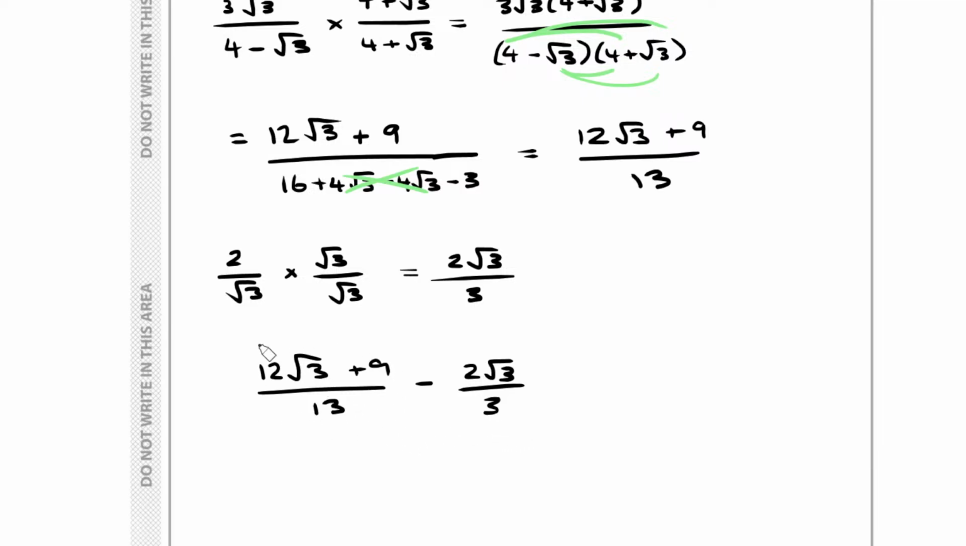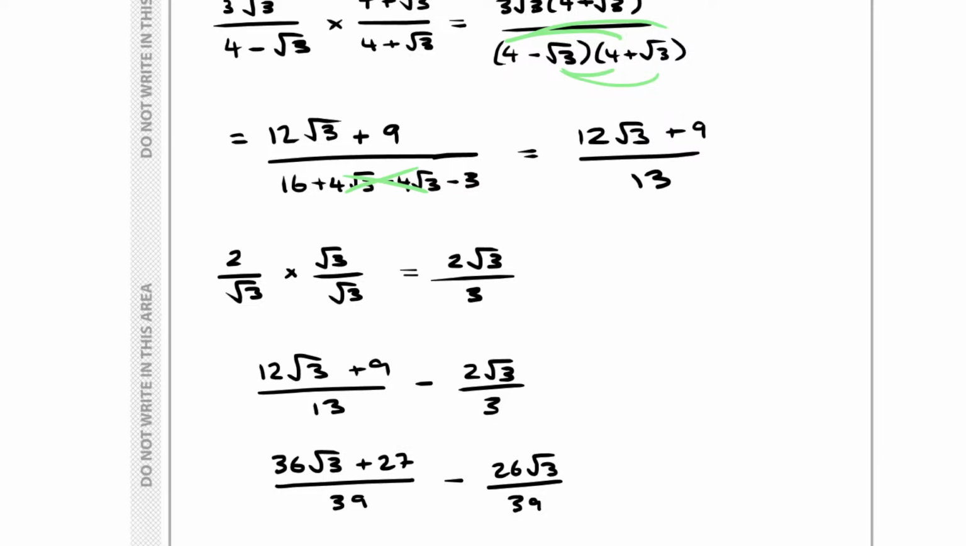So I need to multiply the first one by 3. So 12 times 3, it's only going to affect the whole numbers, not surds. So we've got (36√3 + 27)/39 minus, the second one I need to times by 13, so that would be 26√3 over 39. And now do you see how I can subtract the numerators?